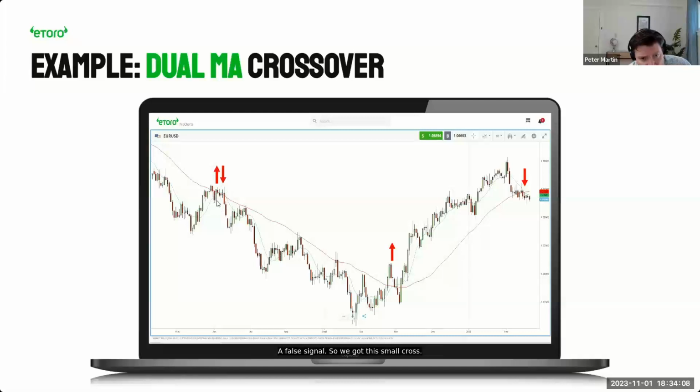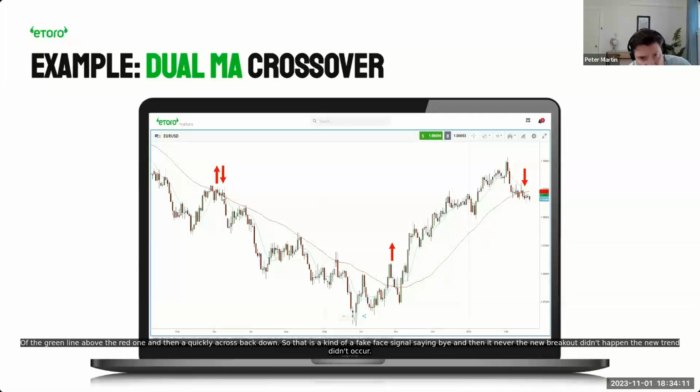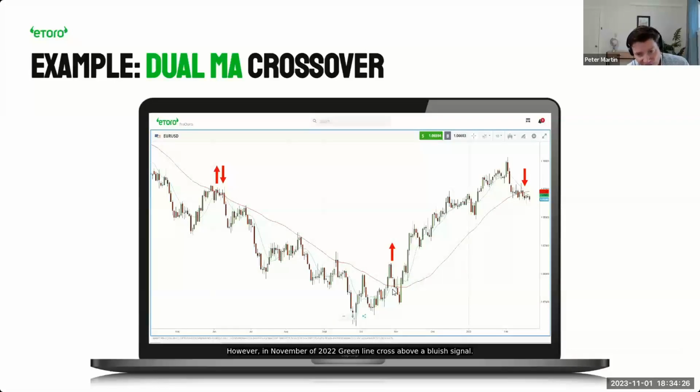false signal. We got this small cross of the green line above the red one, and then it quickly crossed back down. So that is a kind of fake out. It was saying buy, and then the new breakout didn't happen. The new trend didn't occur. However, in November of 2022, the green line crossed above, a bullish signal. And then we can see that did lead to the formation of a new trend that persisted across November into December, into 2023, into January, February, and then you got the crossover all the way on the right of this chart, which is your signal to exit the position.